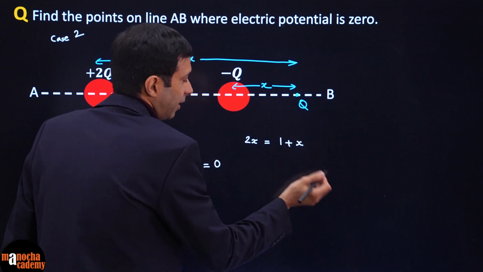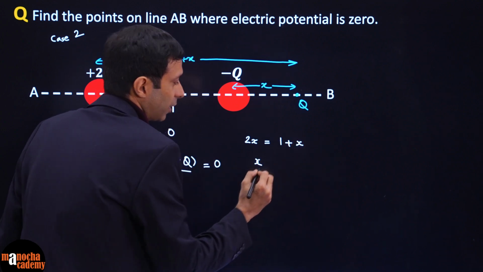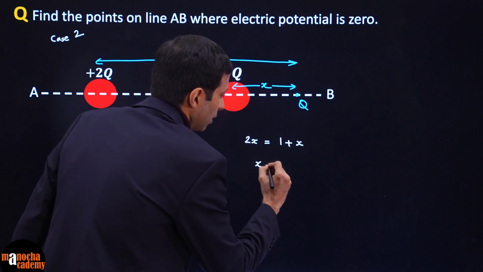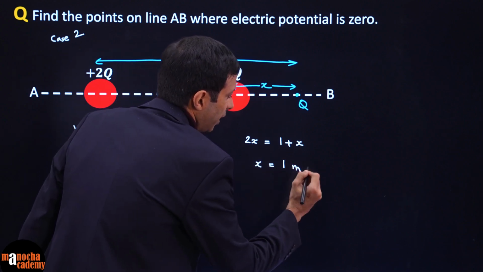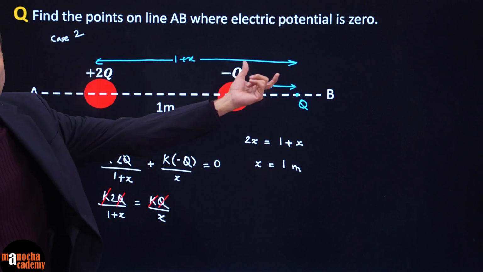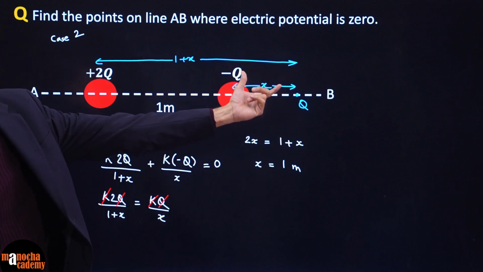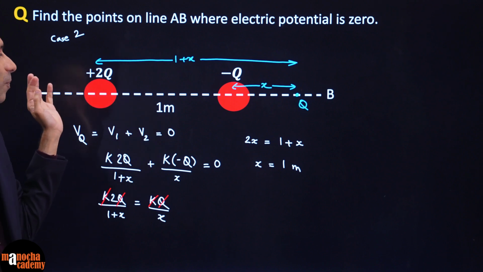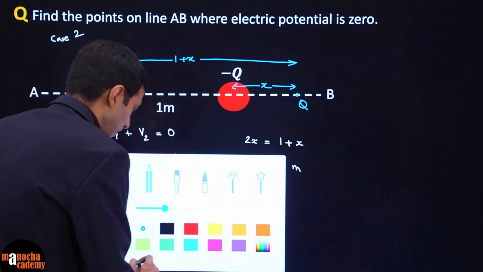So what are you guys getting? If we subtract this, we are going to get 2x minus x, which will give me equal to 1 meter. That means this distance will also be 1 meter. So 1 meter from minus q, 2 meters from plus 2q. So that's our answer here.